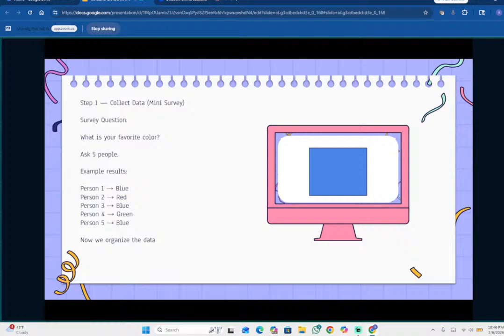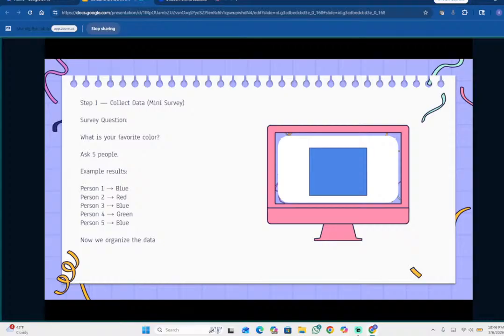You would go to person 2 next and ask them what is their favorite color. Wait for a response and record their response as well. If they say red, you write person 2 red. You go to person 3 next, ask them what's their favorite color, record their response, and write person 3 blue. And that same pattern goes on and on for the rest of the steps.